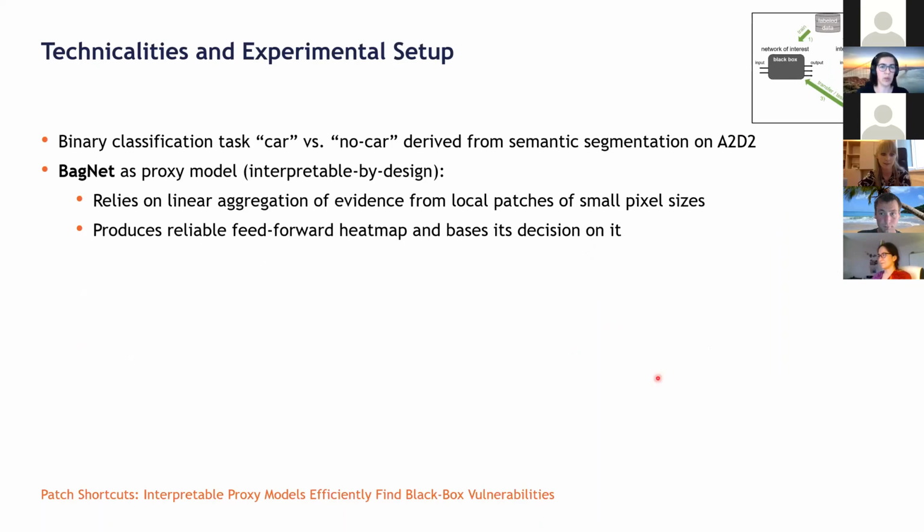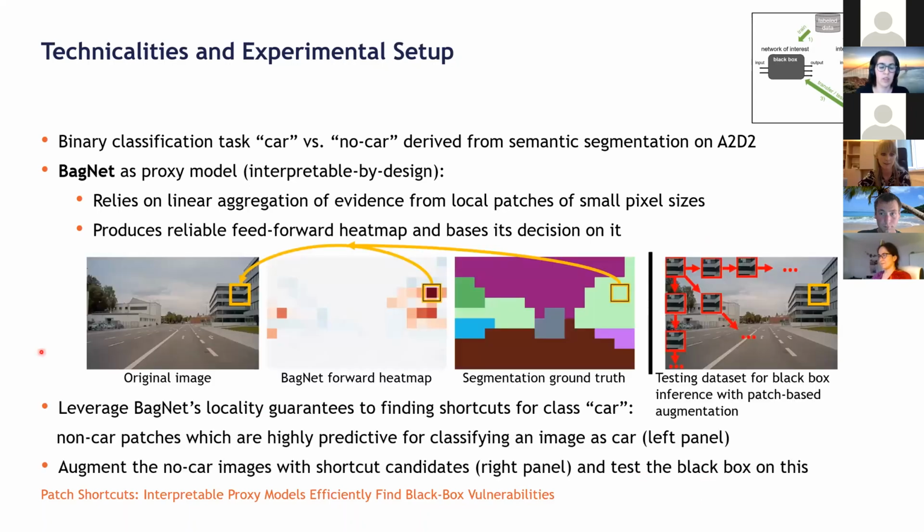More concretely, for the experiments, we use a binary classification task of classifying cars versus no cars, which is derived from semantic segmentation on A2D2. And as interpretable proxy model, we choose a BagNet architecture, which is interpretable by design in the sense that we can pinpoint exactly how each small local image patch contributes to the final classification. In particular, the BagNets produce reliable feed-forward heat maps as internal representation, so they really base their decisions on it. This looks the following way.